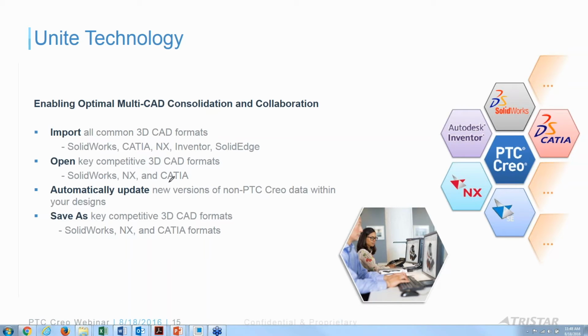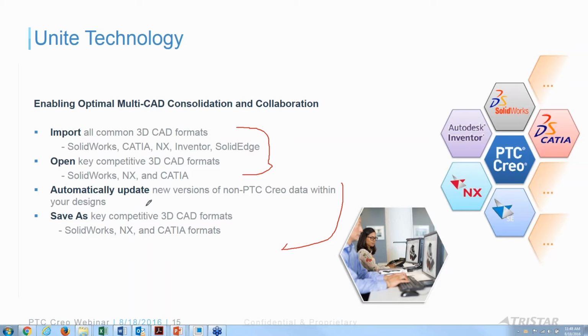Now, when we are talking about conversion, it's not feature to feature. It's just the format. So in your model tree, you will see that native format, which is SolidWorks or NX or CATIA. Now, the first two come free with Creo 3. The other two, the second two, are the ones that automatically update.